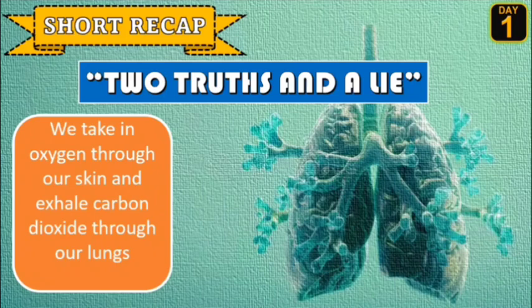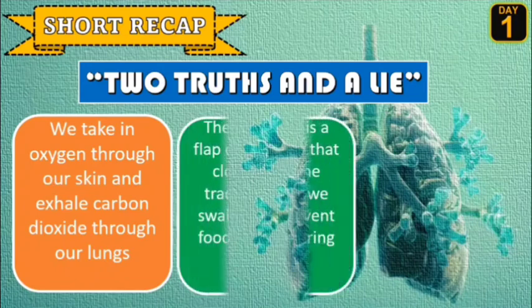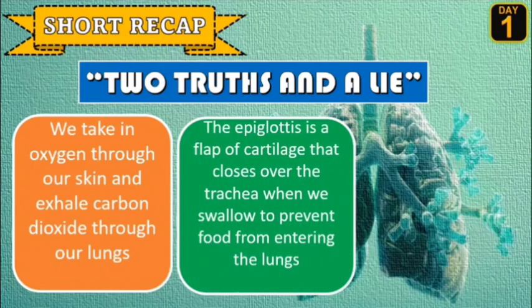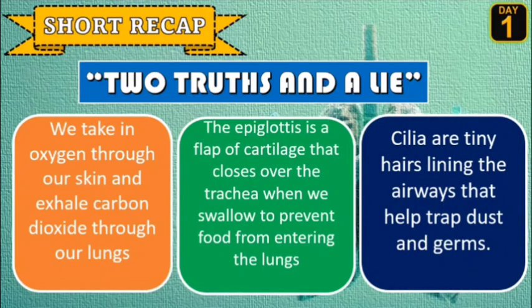Next, we take in oxygen through our skin and exhale carbon dioxide through our lungs. Next statement, the epiglottis is a flap of cartilage that closes over the trachea when we swallow to prevent food from entering the lungs. Third one, cilia are tiny hairs lining the airways that help trap dust and germs.